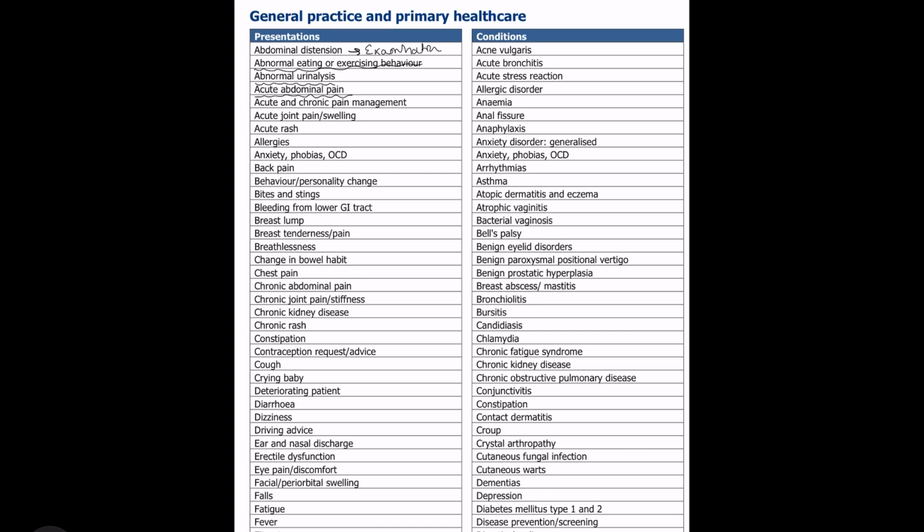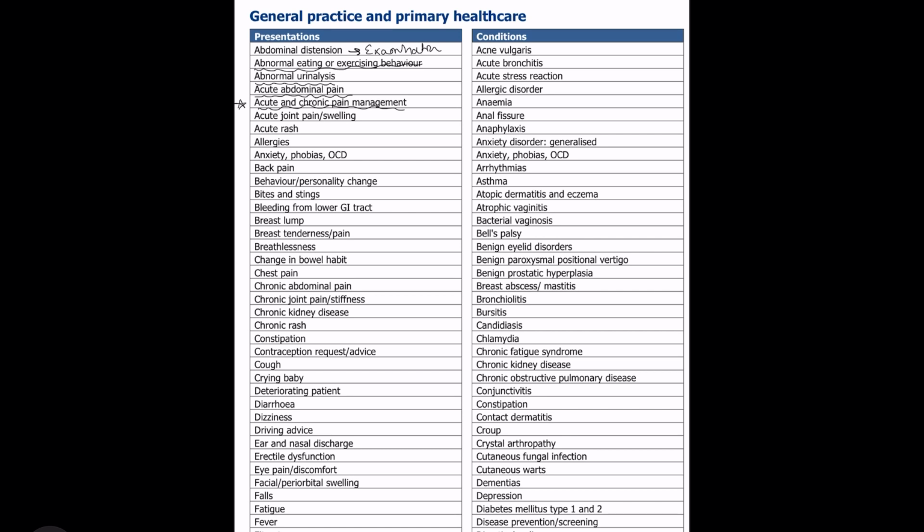Acute abdominal pain, we have discussed. Any abdominal problem, including peptic ulcer disease, pancreatitis, or appendicitis, is all included in abdominal pain. Acute and chronic pain management is one of the most important topics, because it usually comes in the form of Simmons stations where you have to manage the pain, but it can come in normal consultations where the patient is in severe pain.